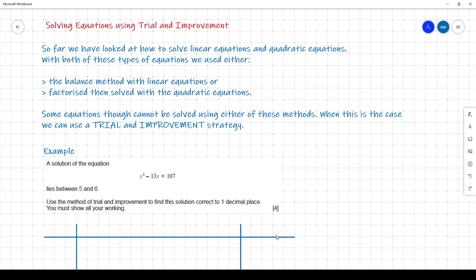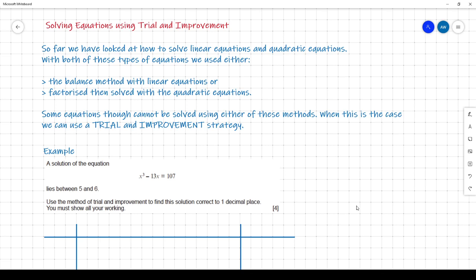solutions. Now some equations cannot be solved using either of these methods, and when this happens we can use a trial and improvement strategy. There are two other methods that can be used to solve quadratic equations other than trial and improvement, but those will be dealt with in another video. Okay, today this is just focusing solely on using trial and improvement to solve equations where our normal balance methods or factorizing methods don't work.